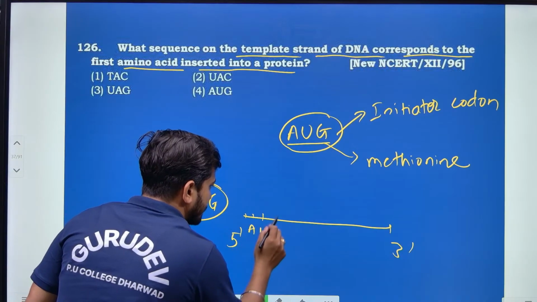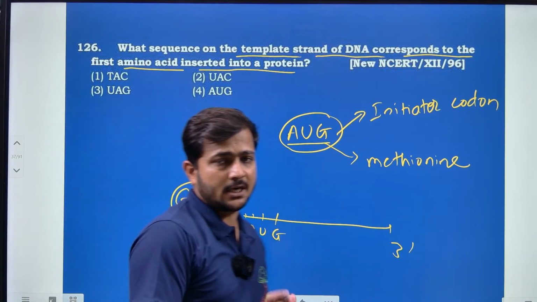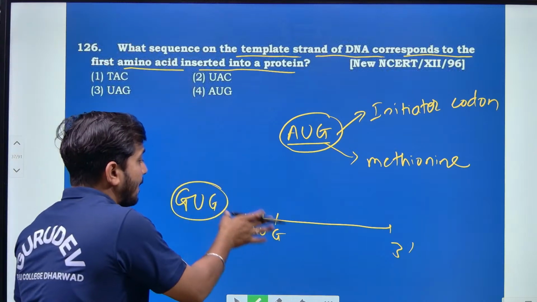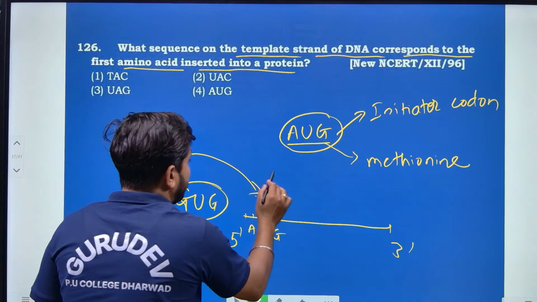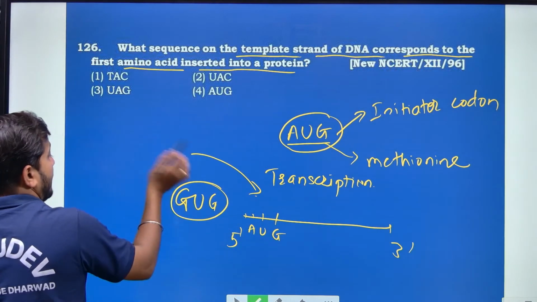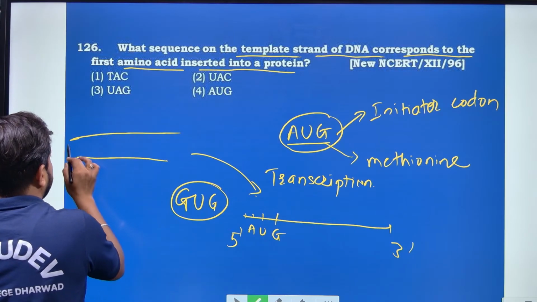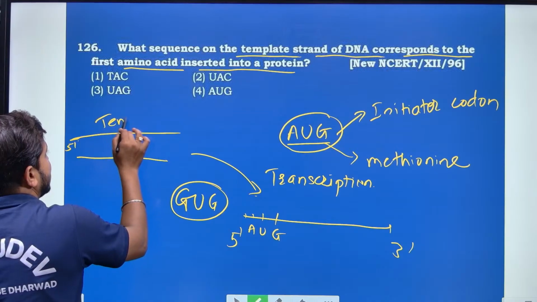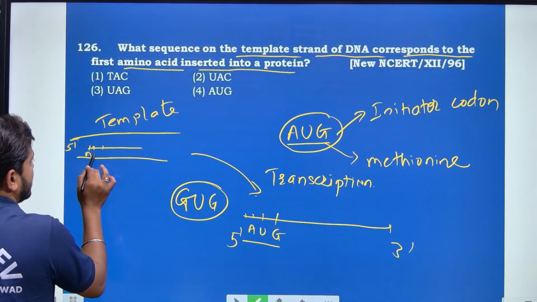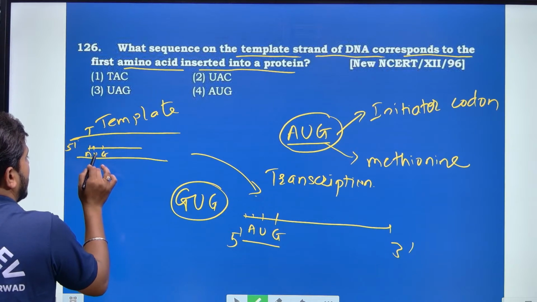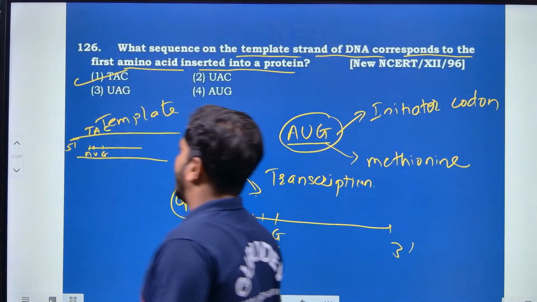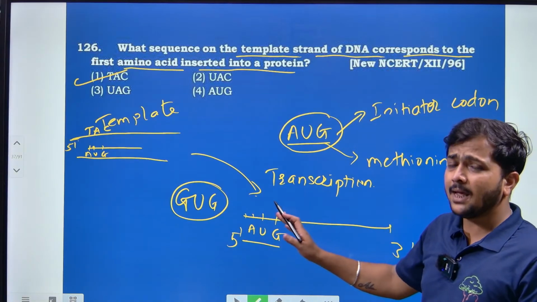Consider AUG as the first initiator codon present in the mRNA. Then they are asking for the template strand of DNA, because this mRNA originated by the transcription process. Now, considering double stranded DNA, if I take one strand as the template and I need AUG in the mRNA, then opposite A I should find T, opposite U I should find A, and opposite G I should find C.